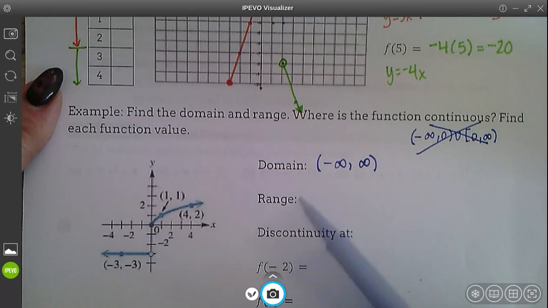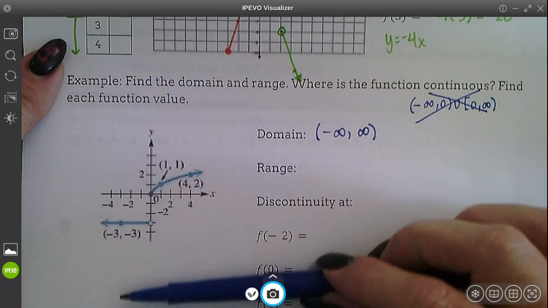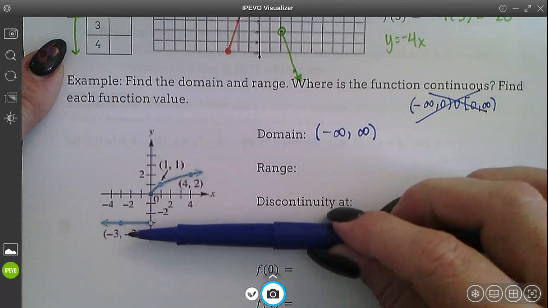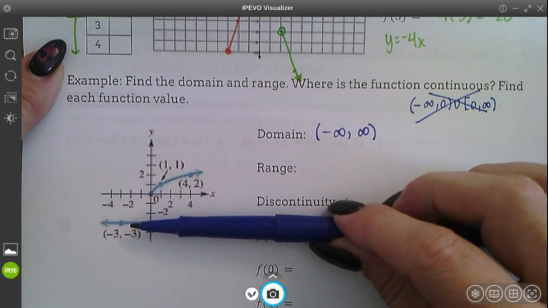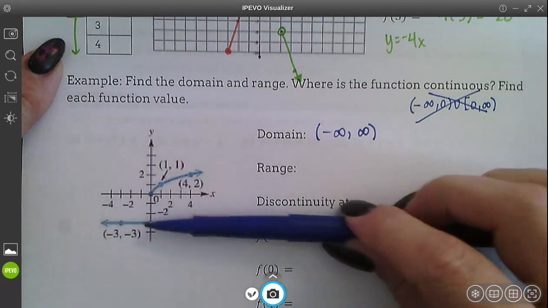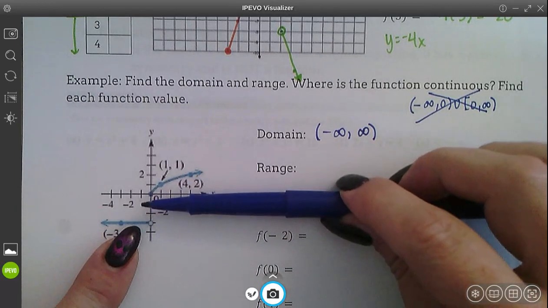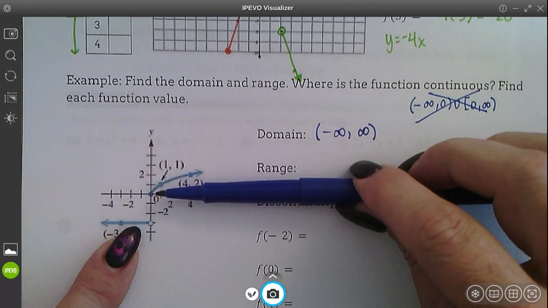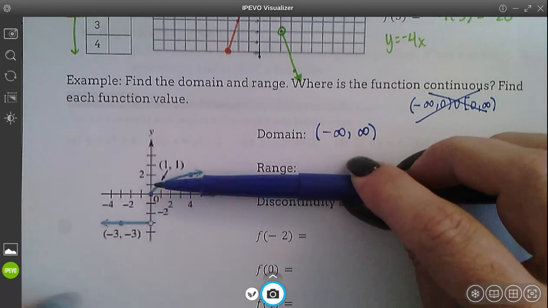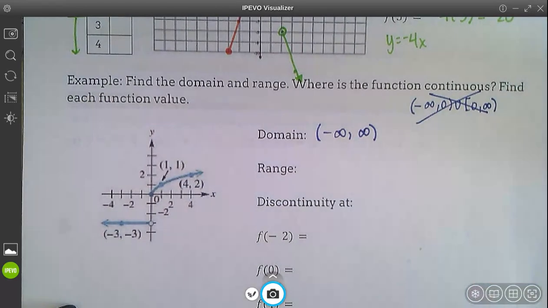Now let's look at range. Range, when we go bottom to top, we have the value of negative 3. And it's a horizontal line, so it's just a single value of negative 3. And then we have a skip, and we start up again at 0, which is including 0. And then we end with an arrow, so it ends at infinity.